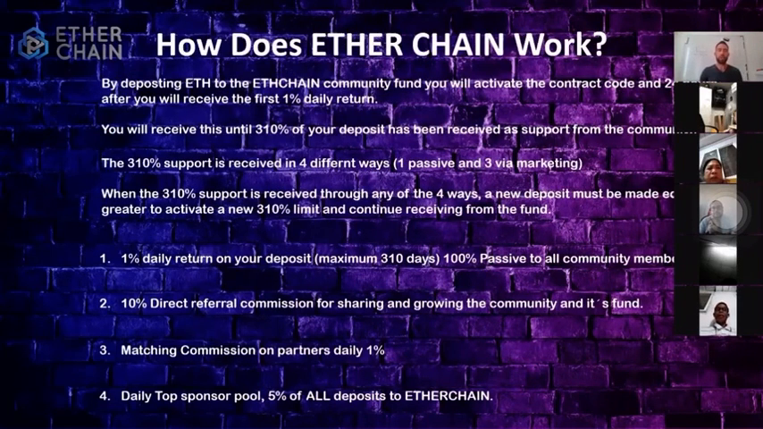Well, you can deposit Ethereum to the Etherchain community fund, and you will now activate the contract code. 24 hours after, you will start to receive the first support in the form of a 1% daily return. So you will receive a 1% daily return until 310% of your deposit has been received as support from the community. That 310% can be received in 4 different ways. You have one which everyone participates in, which is 100% passive. And then you have 3 optional, which is by marketing.